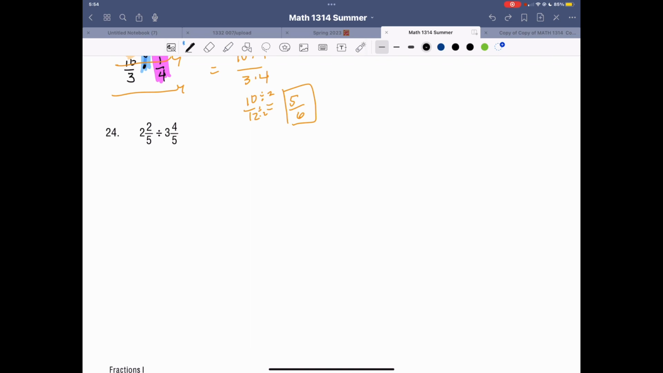Creating improper fractions for both, keeping the first, change the sign, reciprocal. So then I go a little bit faster, and you can just use a calculator. So I have 2 2/5 divided by 3 4/5 equals 12/19. The calculator will always give you the reduced fraction.